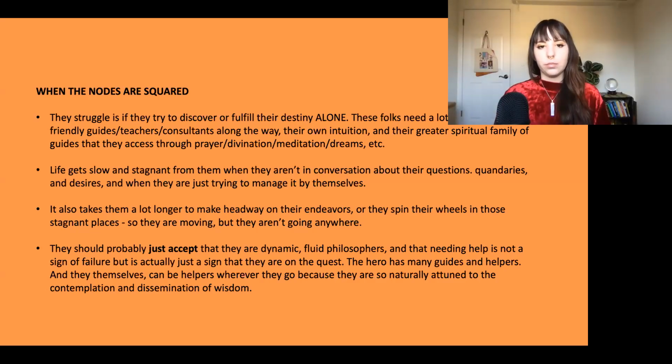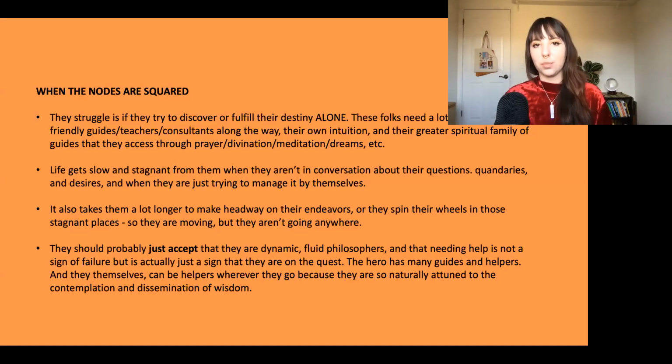Or even just learning how to have a relationship with source or with different deities or with angels or with their dream realm, like having philosophical conversation, not just with people, but with the divine. It tends to be good for them. And life can get really slow and stagnant for them when they aren't in conversation about the questions and the quandaries and desires that they have, and when they just try to manage it by themselves.